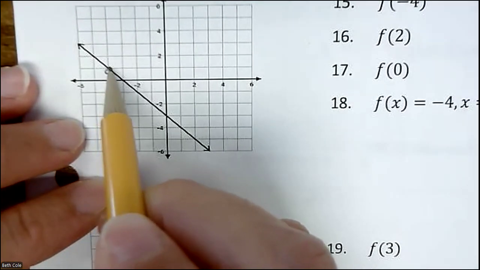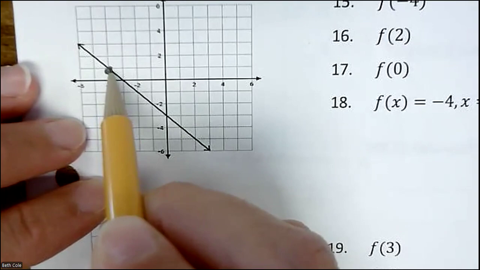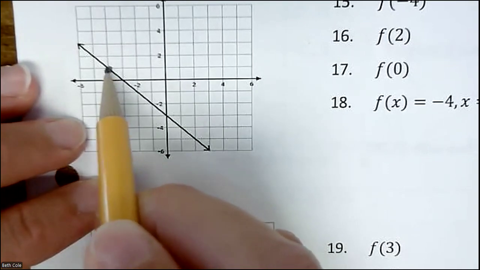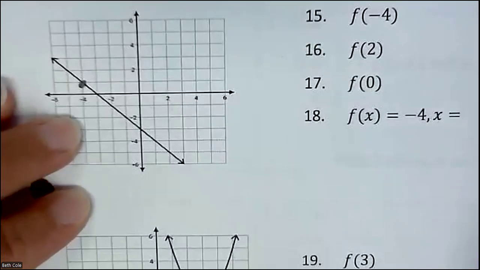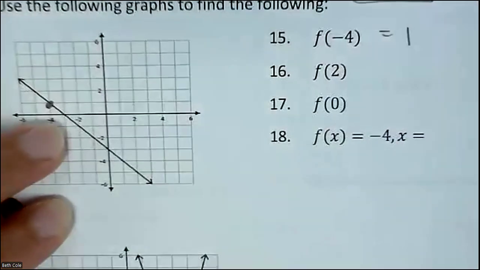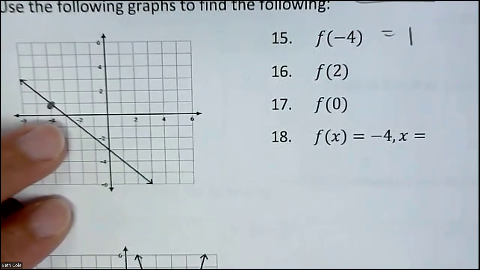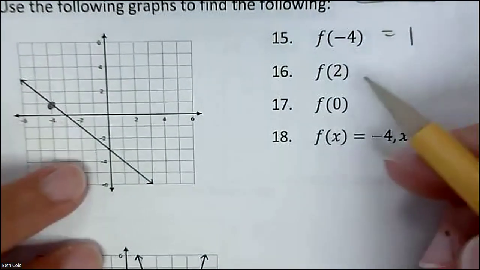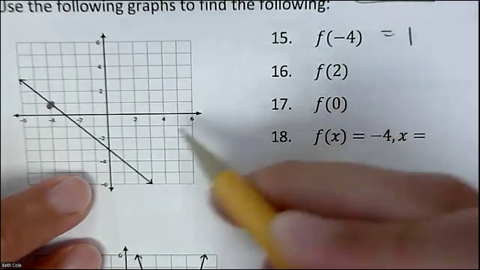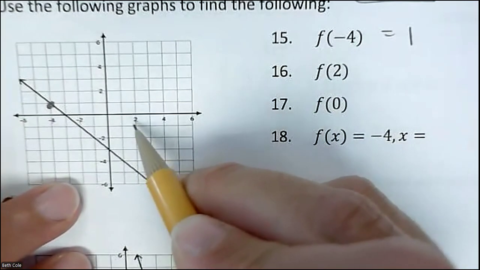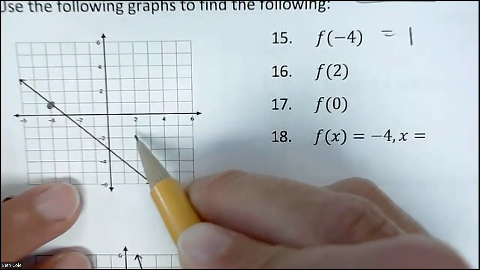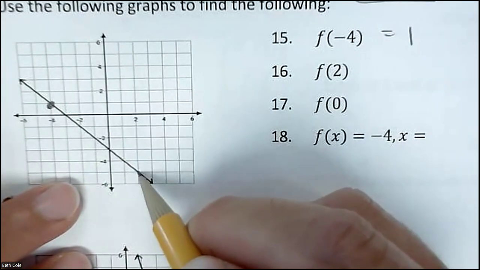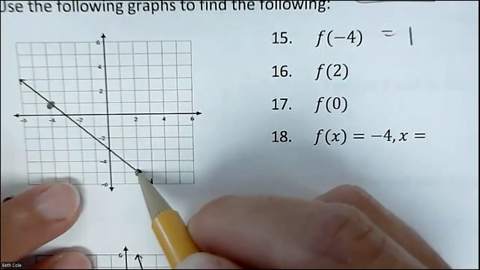Now, do you see where that hits the graph? Where does negative 4 hit the graph? 1. Good. 1 is the answer. That's it? Yep. Let's try it again. F of 2. You're going to find 2 on the x-axis. Again, look where I'm pointing. Find where that hits the graph. Where does 2 hit the graph?